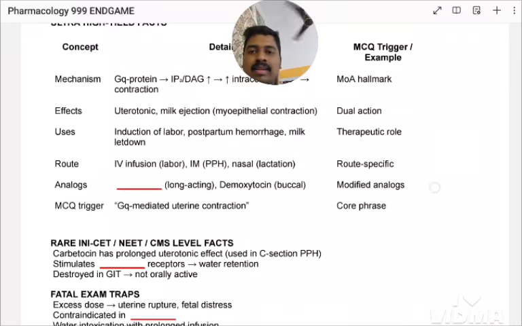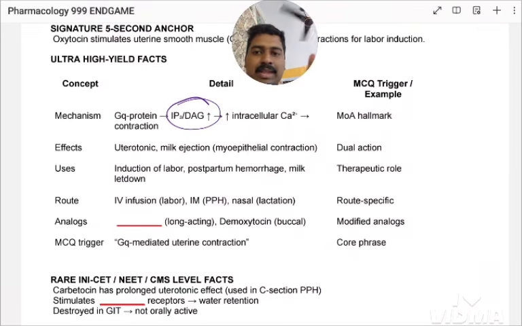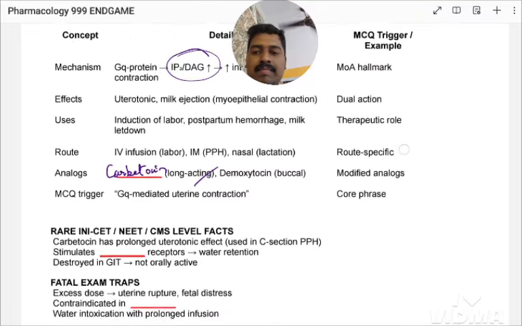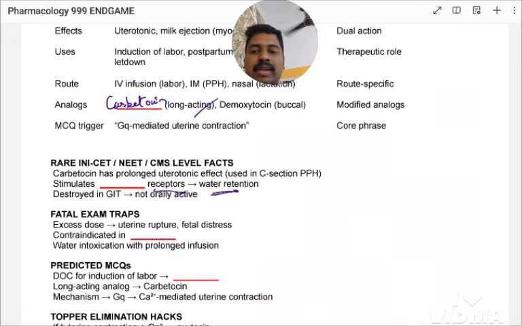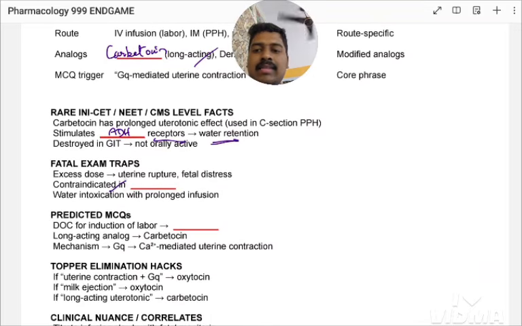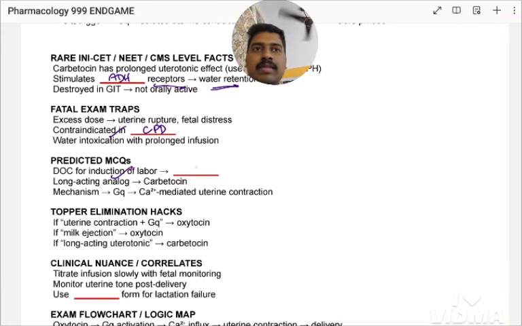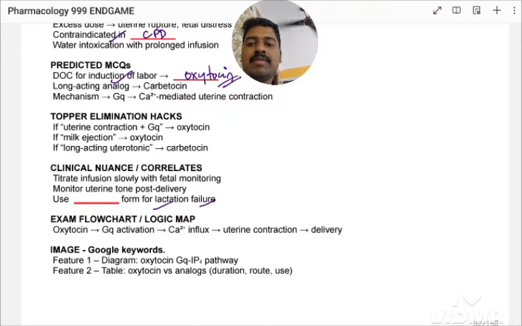So, important thing to remember here is the IP3-DAG pathway, and second is the analogs of oxytocin. So which is the longest acting? Yes, very good. It is carbetocin. Next, stimulates ADH receptors causing water retention. It can stimulate ADH receptors or vasopressin receptors, which causes water retention. Third, contraindicated in what? Contraindicated in cephalopelvic disproportion. Next, drug of choice for induction of labor is? Yes, very good. Drug of choice is oxytocin. Use for lactation failure: we'll use the nasal route. Nasal form of oxytocin for lactation failure.